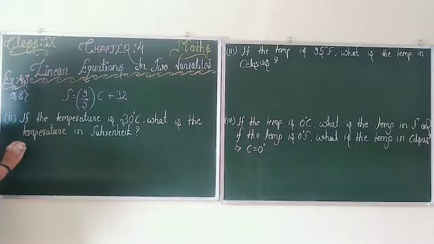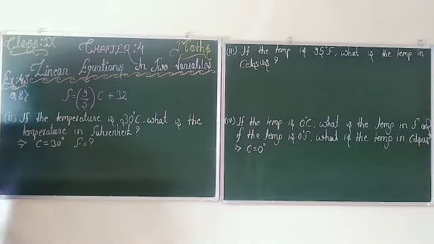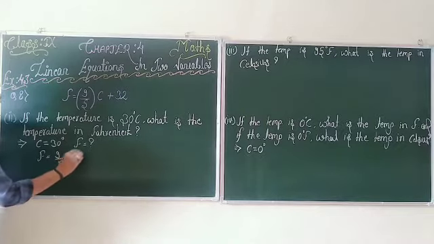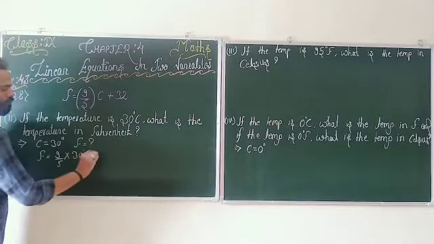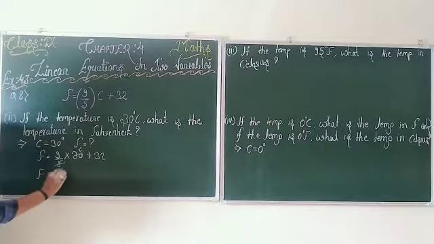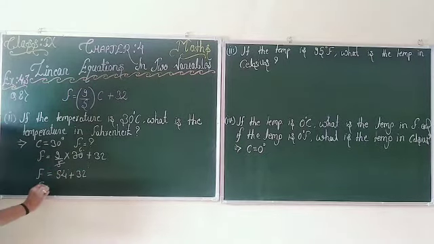If the temperature is 30 degrees in Celsius, then we have to find the temperature in Fahrenheit by using this relation. So in place of C, if we take 30, we get 6 5s are 30 and 9 6s are 54 plus 32, so we get 86. So the temperature in Fahrenheit is 86.